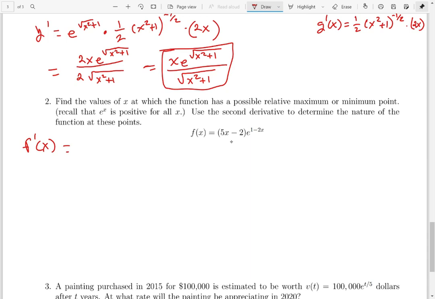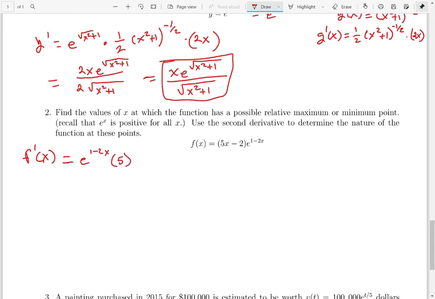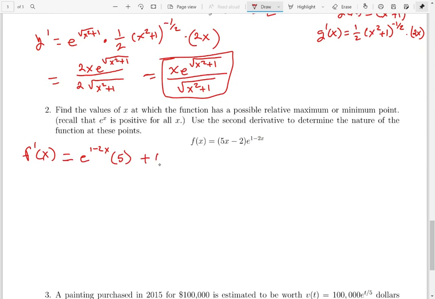Well, f prime of x here, notice that this is a product rule. So leave the second function alone. That's e to the 1 minus 2x times the derivative of 5x minus 2, but the derivative of 5x minus 2 is just 5 plus 0, plus leave the first function alone, so that's going to be 5x minus 2, times the derivative of e to the 1 minus 2x, well, that's a chain rule on e, or e to the 1 minus 2x, times the derivative of the inner function, which is just going to be negative 2, or 0 minus 2. And so then I have my first derivative.